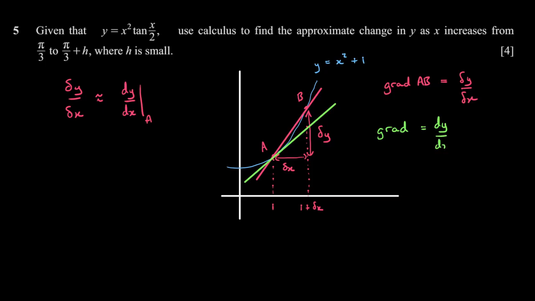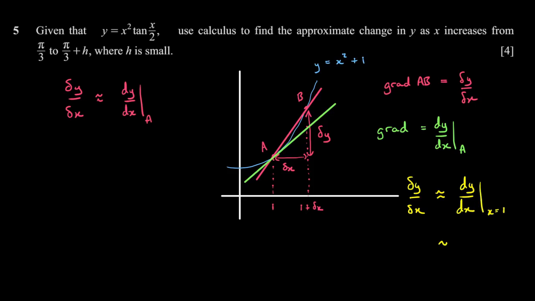Because if we differentiate the curve, that gives us the gradient of the tangent, and it's specifically the gradient of the tangent at that point A. Now the thing is, if the point B is really, really close to A, then the gradient of that red line is basically going to be the same as the gradient of the green line. They're going to be really close. So in other words, delta y upon delta x is approximately equal to dy dx, the gradient of the tangent at the point A, calculated at the point where x is equal to 1.